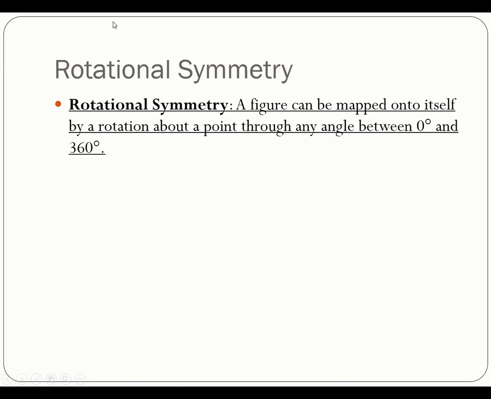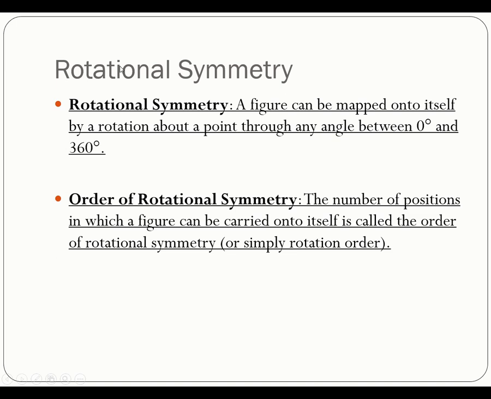So rotational symmetry is when a figure can be mapped onto itself by a rotation about a point through any angle between 0 and 360 degrees, which 360 degrees is a full rotation. So basically, a figure can be mapped onto itself or look like the original at any point when it goes from 0 to a full rotation. So it might look like itself more than once. It might only rotate 360 and get back to the original picture before it looks like itself. So sometimes we have rotational symmetry, sometimes we don't.